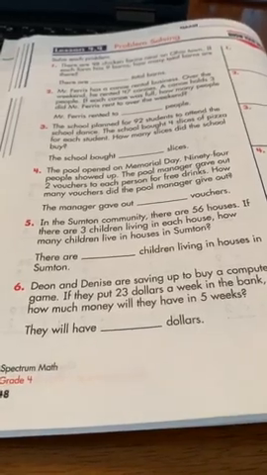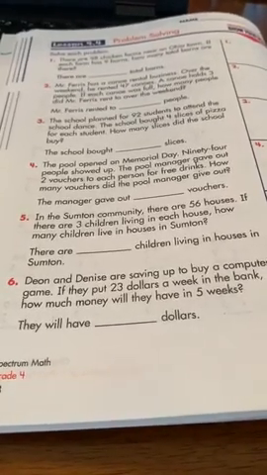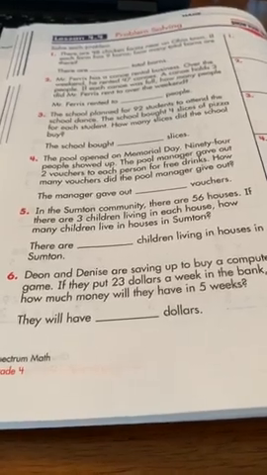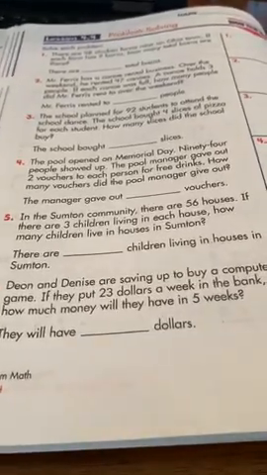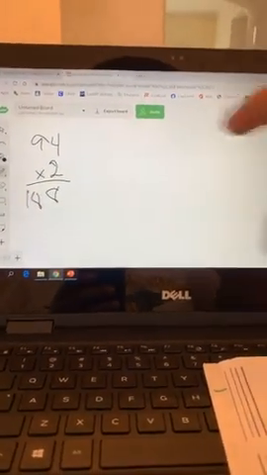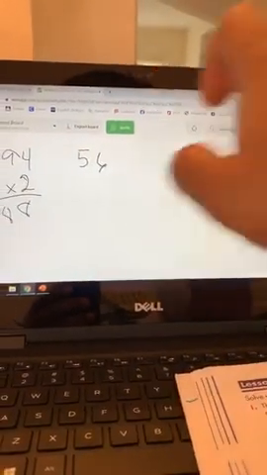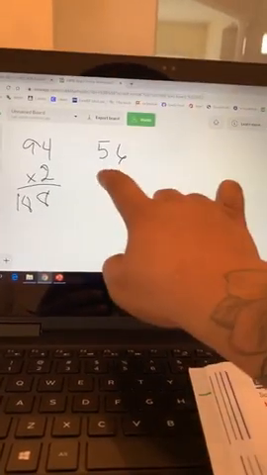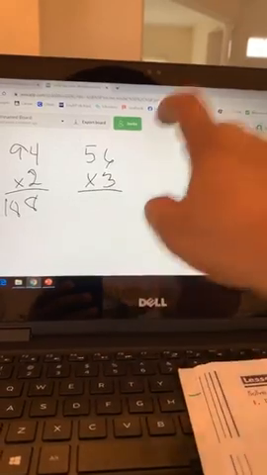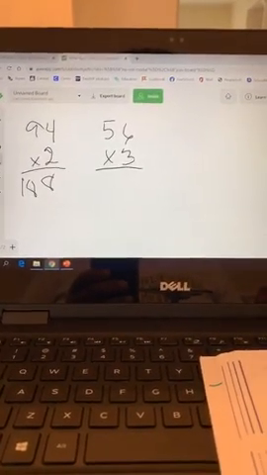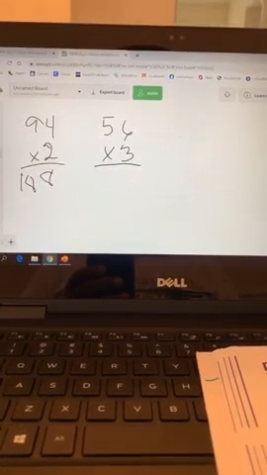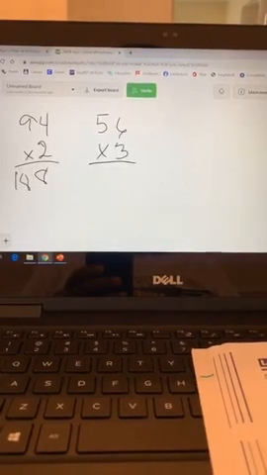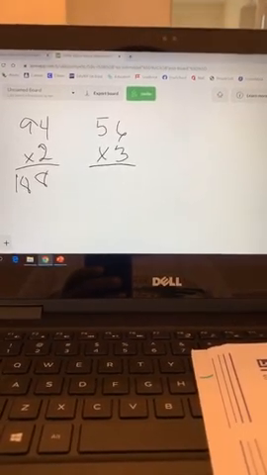In the Sumpton community, there are 56 houses. If there are 3 children living in each house, how many children live in the houses in Sumpton? All right, so we're trying to figure out how many kids are in this neighborhood. We have 56 houses, and there are 3 children in each one. So we have 56 times 3.